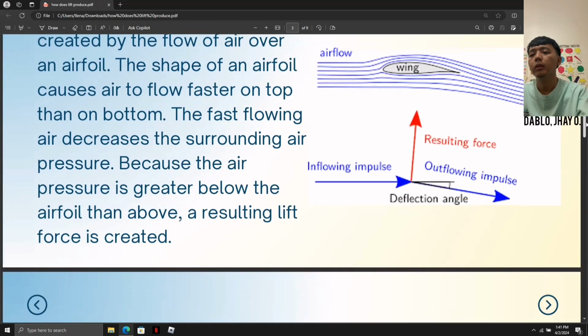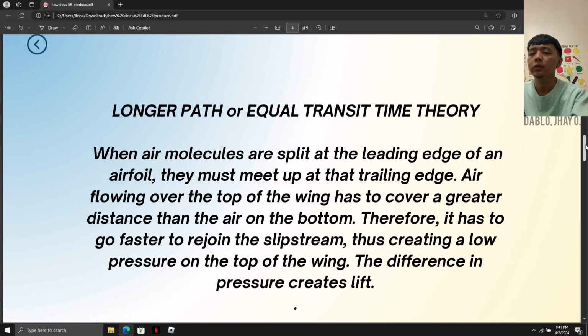Longer path, equal transit time theory. When air molecules are split at the leading edge of an airfoil, they must meet up at the trailing edge. Air flowing over the top of the wing has to cover a greater distance than the air on the bottom. Therefore, it has to go faster to rejoin the slipstream, thus creating a low pressure on the top of the wing. The difference in pressure creates lift.